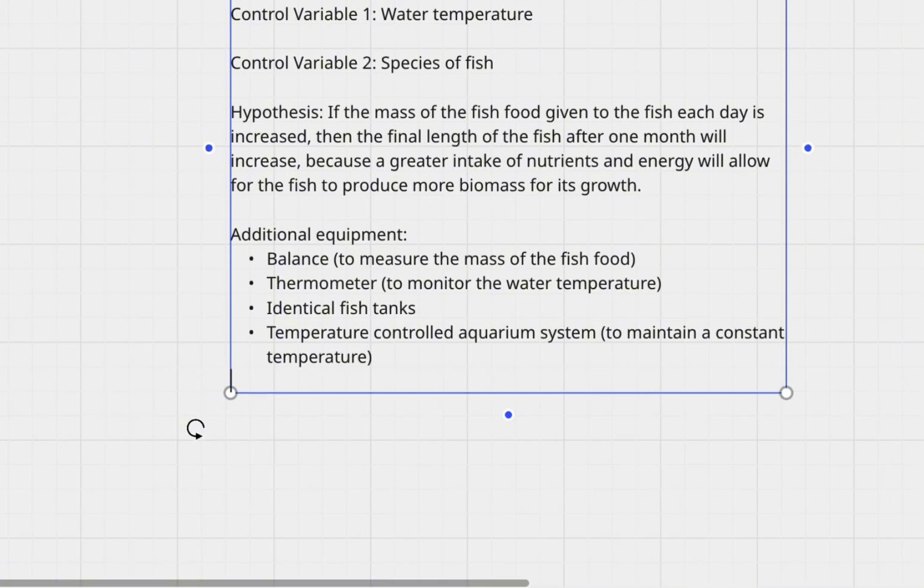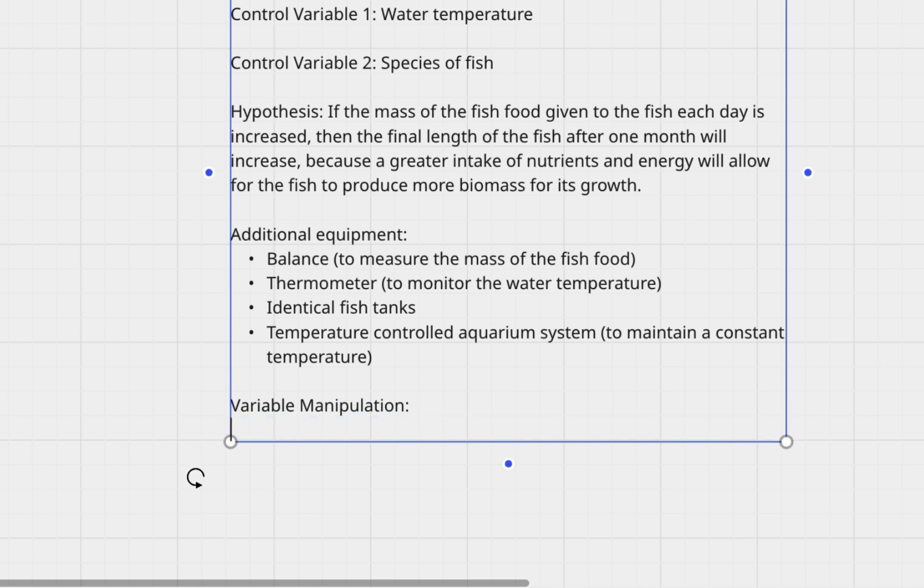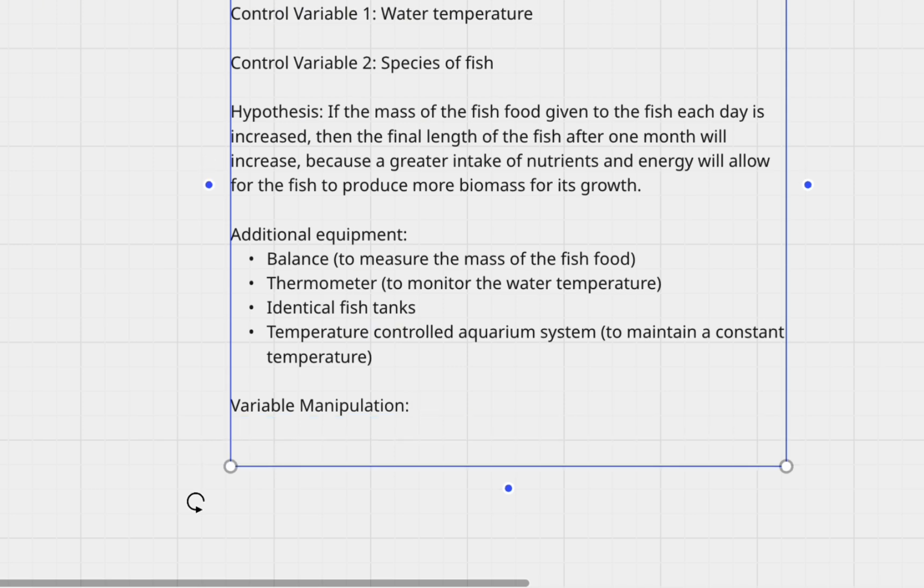We need that, and then after this we're going to write about the variable manipulation. Let's just write variable manipulation over here, and I think we know what to do over here, because we already understood the independent variable, dependent variable, and then in our equipment we just understood how we can manipulate the control variables using this.